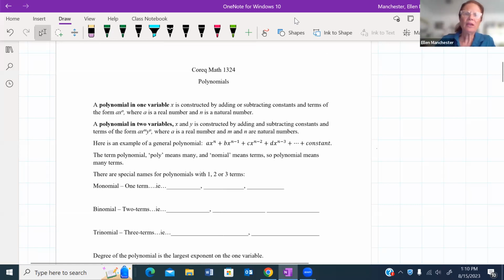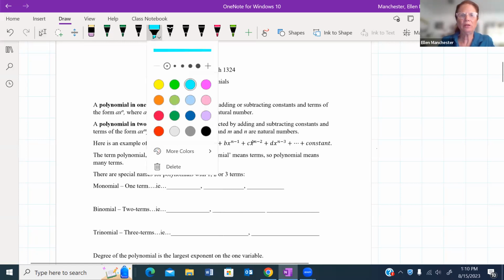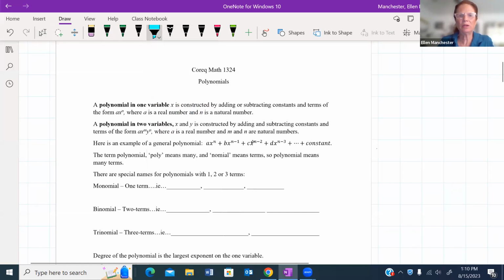This is a very generalized way to write a polynomial, right? This is just all variables. Okay, right here, I want to highlight it. What you need to be able to identify is that A, B, C, D, these letters are what are called coefficients.